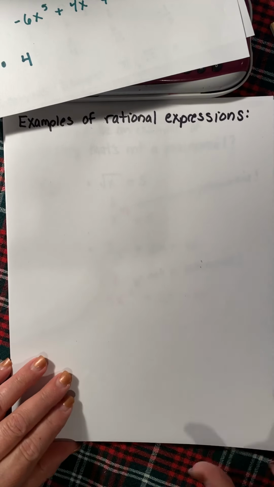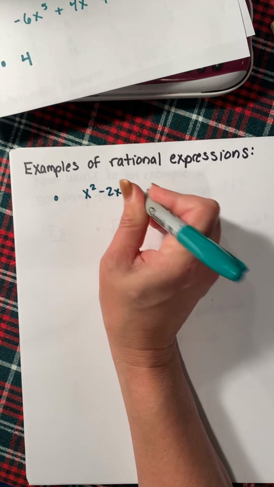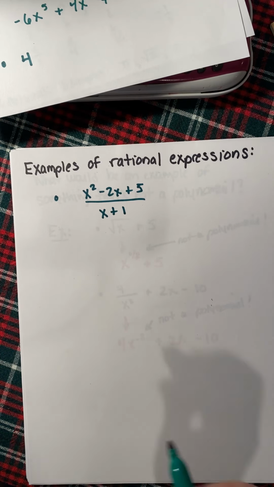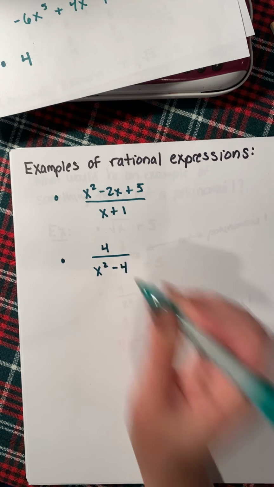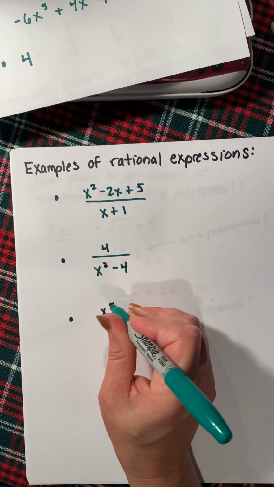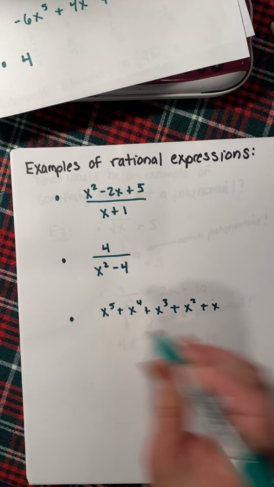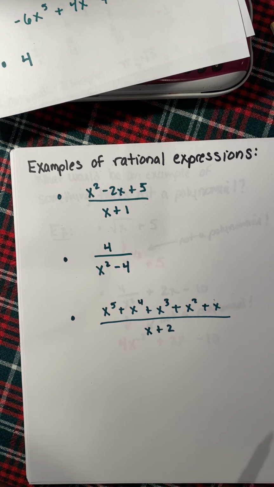So examples of rational expressions would be, I don't know, what's your favorite polynomial? x squared minus 2x plus 5 all over x plus 1. So that's a second degree polynomial over a first degree polynomial. We can have constants over a bigger expression. So that's a 0 degree polynomial over a second degree polynomial. We can have anything we want. x to the 5th plus x to the 4th plus x cubed plus x squared plus x all over x plus 2. 5th degree polynomial over a first degree polynomial.